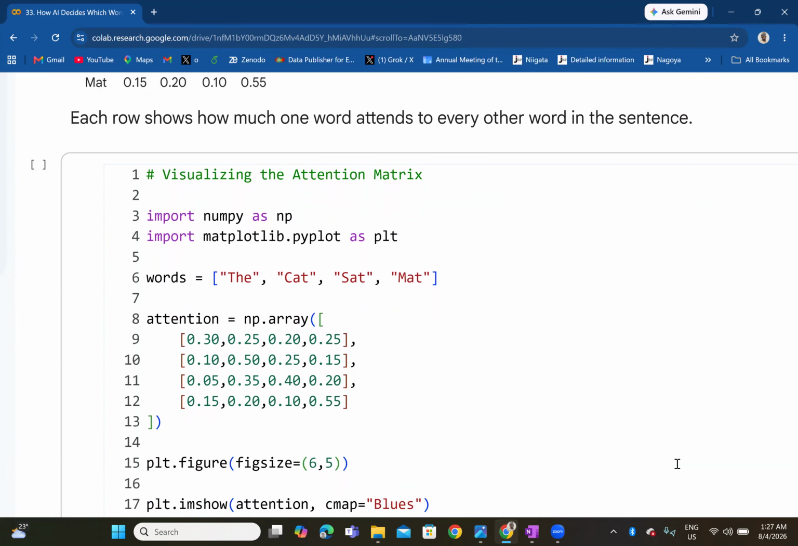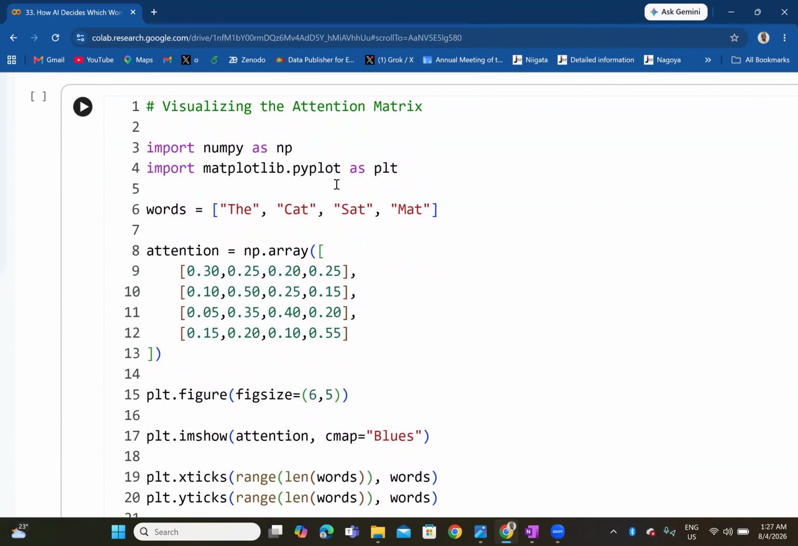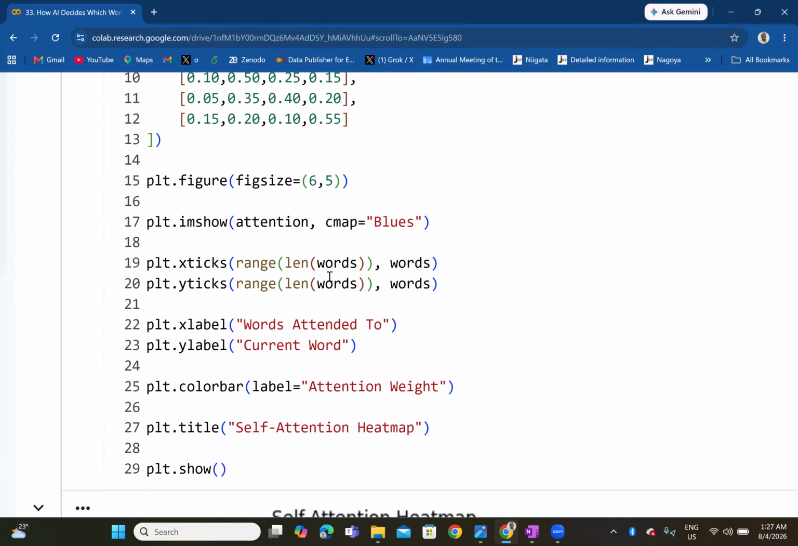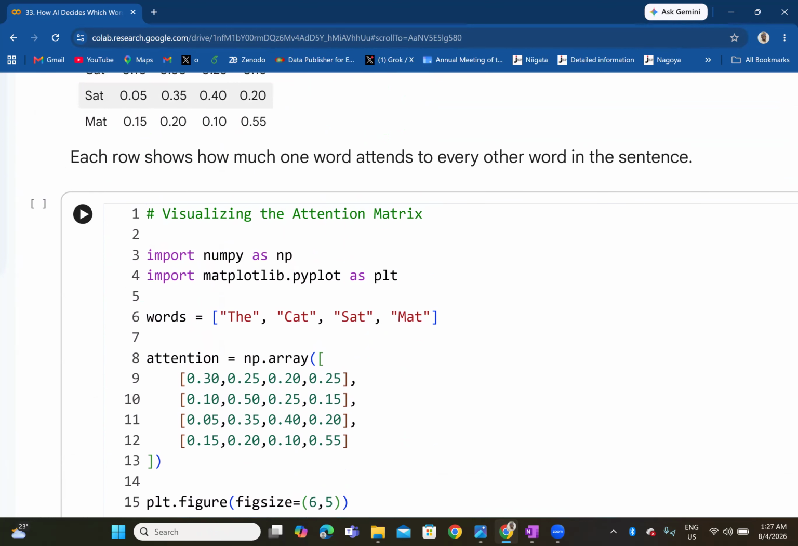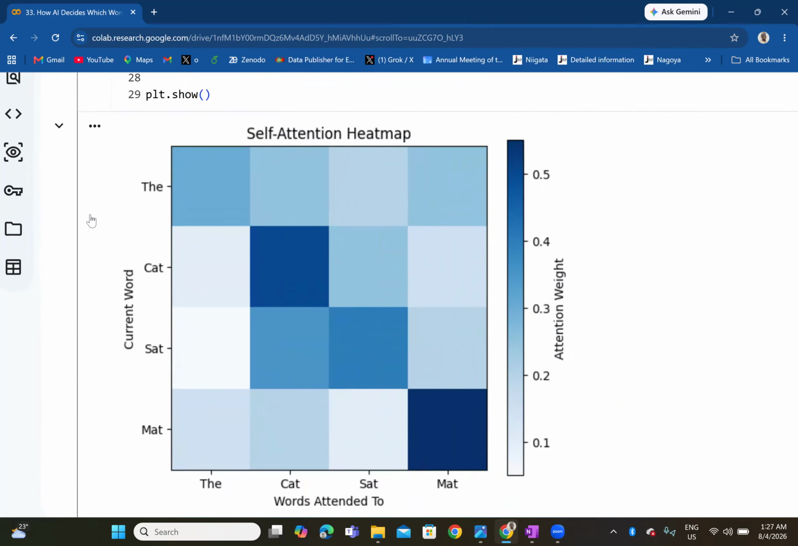So let's see now. If you visualize the attention matrix, we have this. You import numpy as np, import matplotlib.pyplot as plt, and you have the words the, cat, sat, and mat. And then you have this attention matrix just like we had up there. And then we want to plot the figure, we want to do a heat map to see how the words attend to themselves, how they are connected, how they are related, like that. And then we have this heat map.